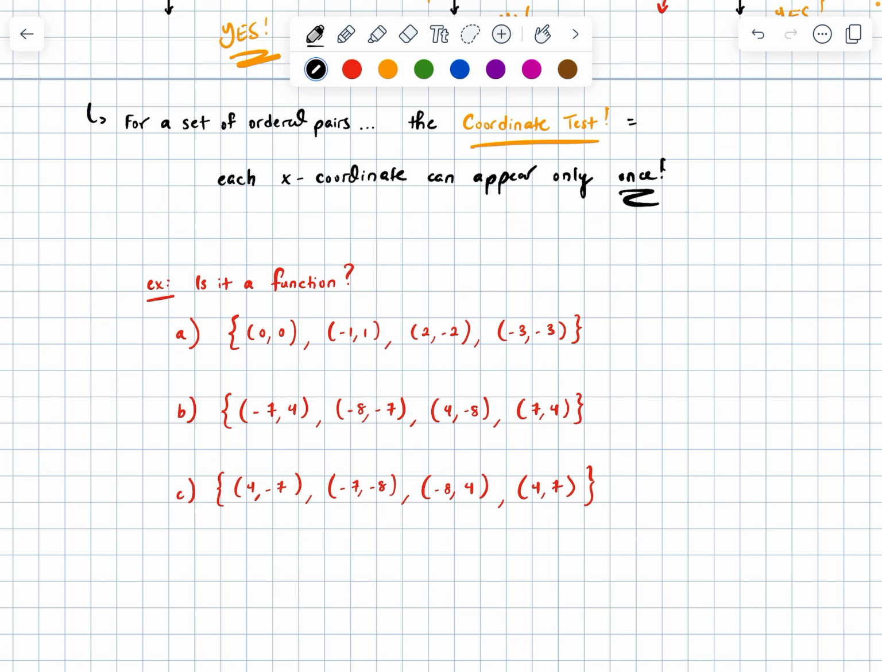Use your 3 down here. Try out the coordinate test. Tell me which of these examples are functions and which of them are just relations. Give it a shot.